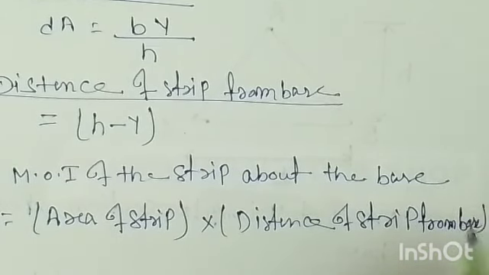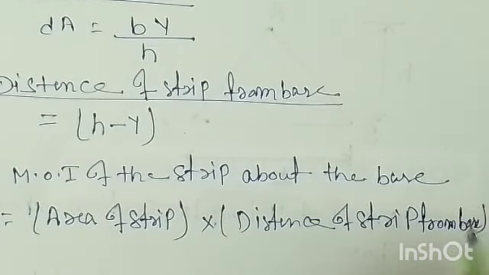Where is the centroidal axis? The center of gravity of a triangle lies at the point where the medians intersect. So if you locate the center of gravity, it will be at h by 3, right?